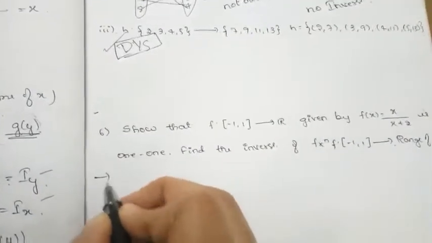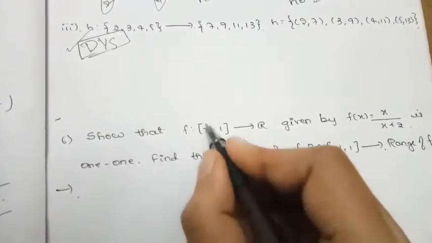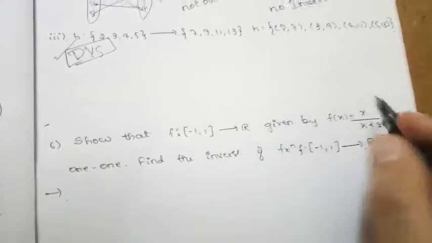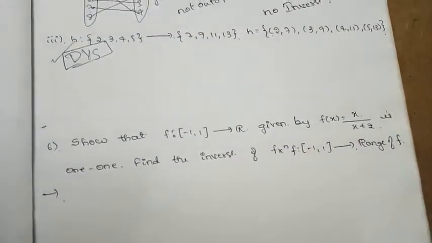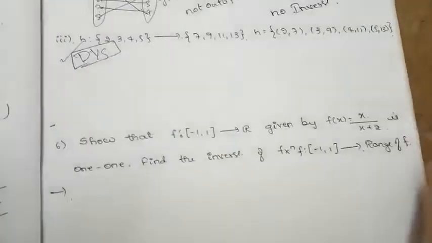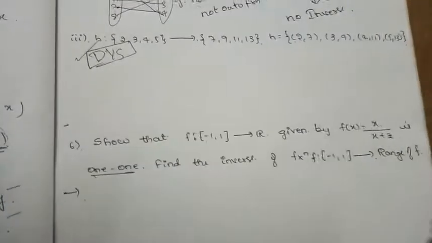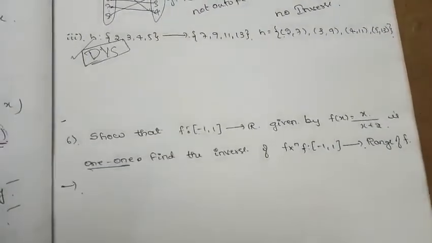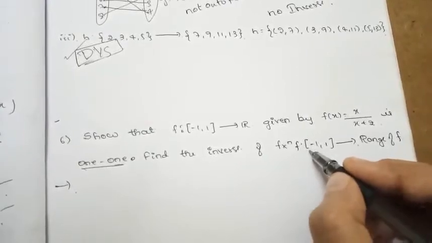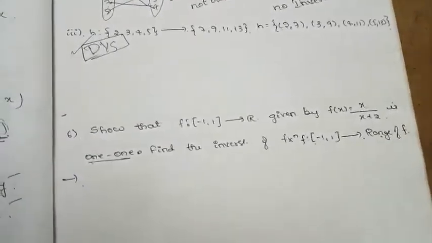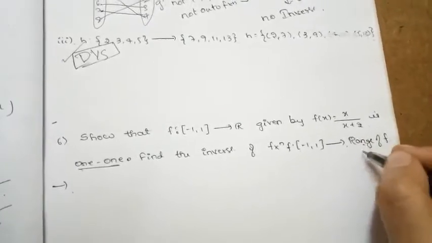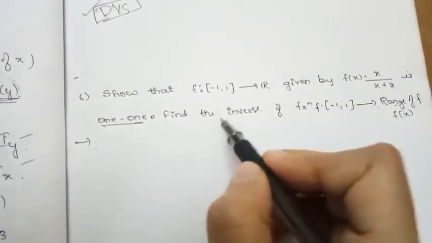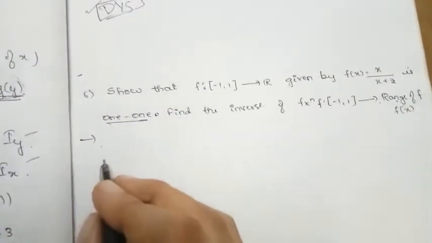The next thing, here we need to show that the function f, with domain from -1 to 1 to the real numbers, and the function given is f of x equals x divided by x plus 2. First we need to show this function is one-one. After showing this function is one-one, we need to find the inverse of this function, where the function ranges from -1 to 1 and to the range of this function. Range of this function means what? Here it consists of only f of x values. So first let us show that this function is one-one.